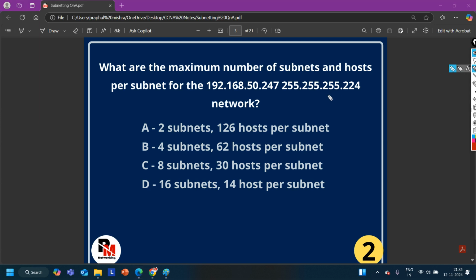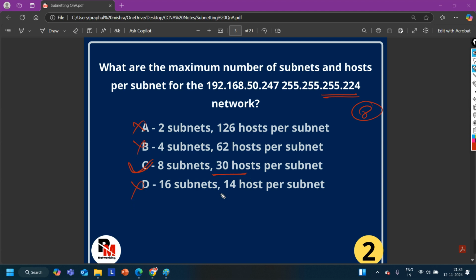So you just need to find how many bits I have borrowed. How many bits have I borrowed here? 3 bits. Here you can see that means subnets I will get 8, right? This option is incorrect, this option is incorrect, only this option is correct, right?